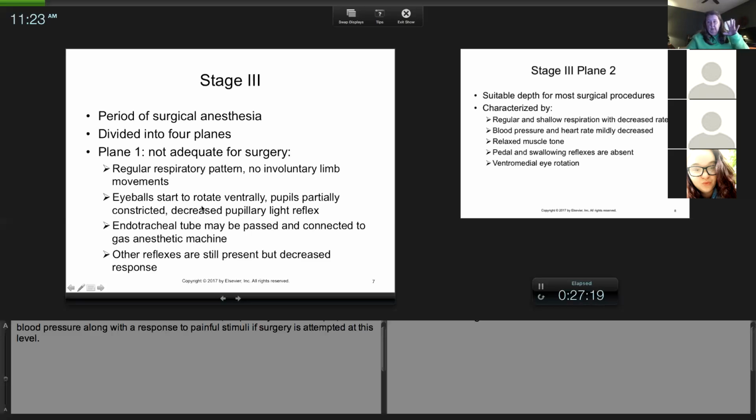So I talked about eye rotation. Their pupils will be a little bit constricted. Sometimes that's different with different drugs.